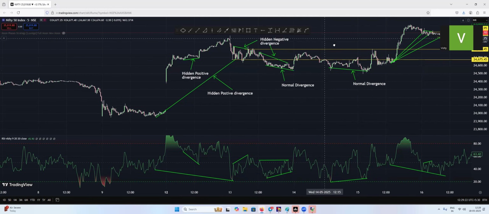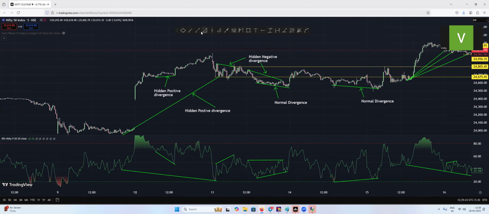Okay, so these are the normal positive divergences. Now I will explain the normal negative divergence. Most of you will find it very easy to identify. So this is normal negative divergence. What is normal negative divergence? It is basically the price making higher highs, whereas RSI is making lower highs.